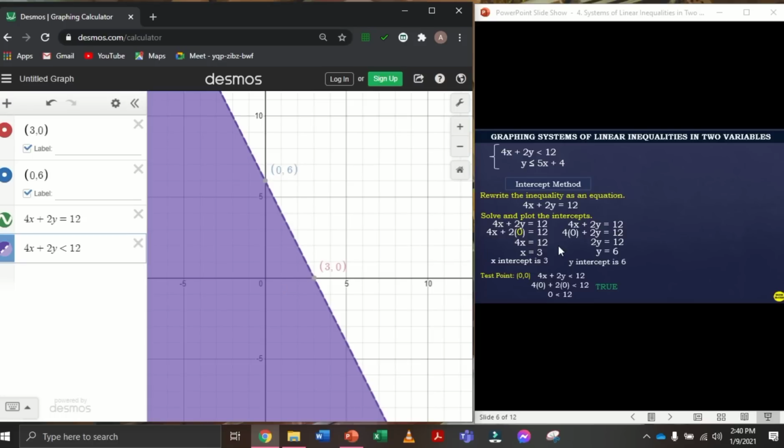So, nakita nyo na yung etong test point natin is contains the solution set. So, kasama siya doon sa solution. Okay? Why? Paano manalaman? Kapag nag-true siya. Okay? So, alisin na natin to.